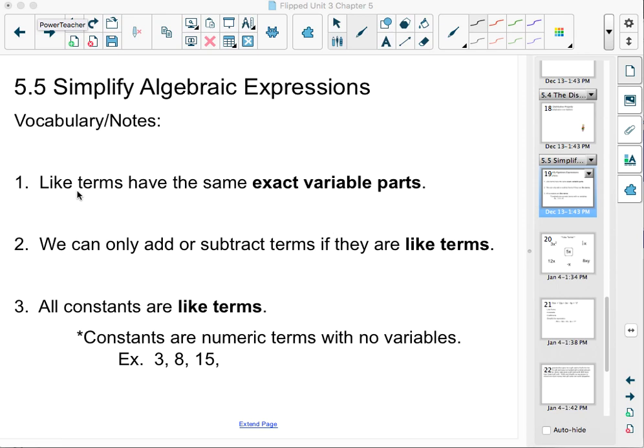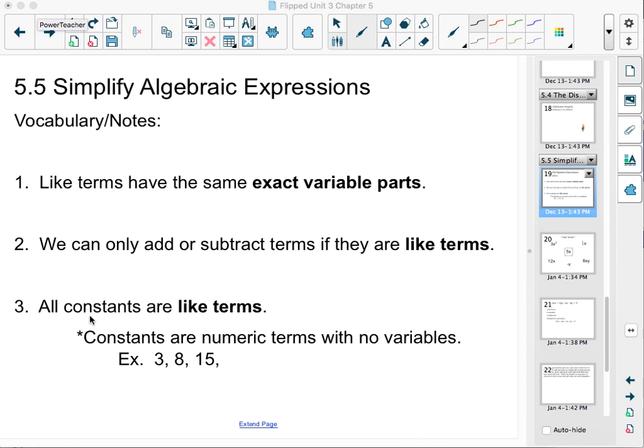Like terms, this is going to be a big focal point of the chapter. Like terms are terms that have the exact same variable parts. We need them to be exactly the same in the variable part of the term. Think about them having like the same last name. Number 2, we can only add or subtract terms if they are like terms. If they're not like terms, we can't add them together. We cannot subtract them from each other. That is only saved for terms that have the same variable parts.